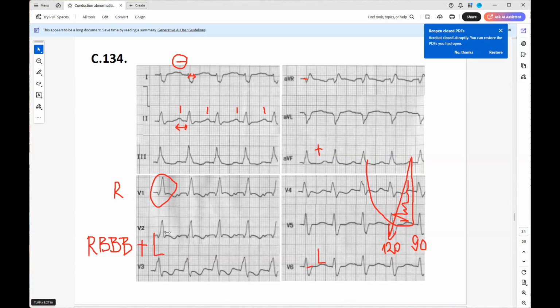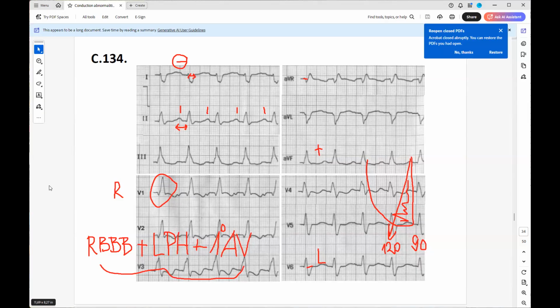That means left posterior hemiblock. Okay. Plus we have a first degree AV block. How would you call this? So it's trifascicular. Correct. That's a trifascicular block. Very good. Trifascicular block.